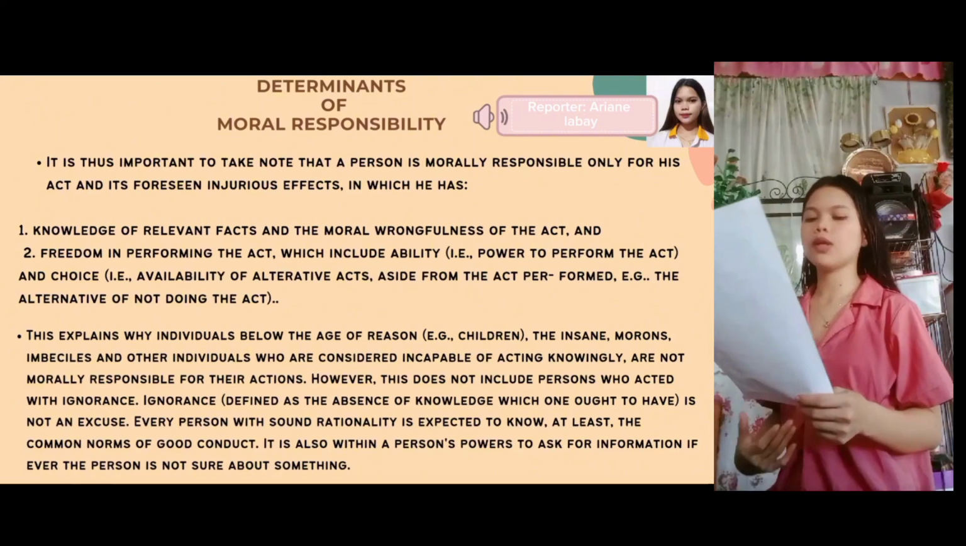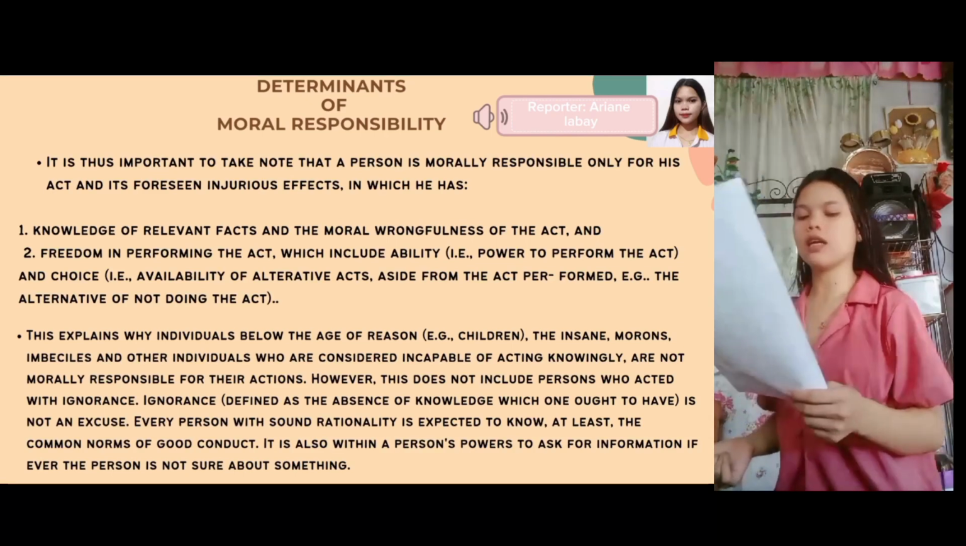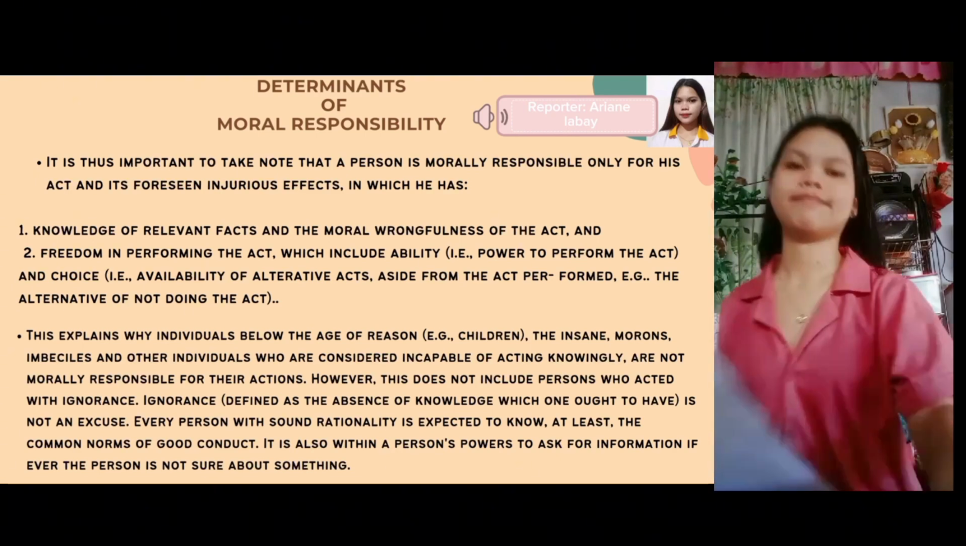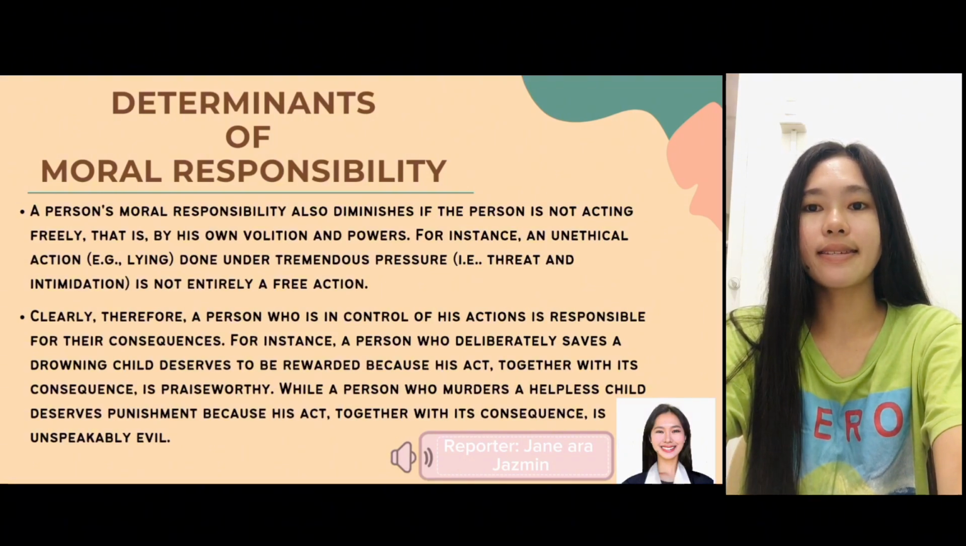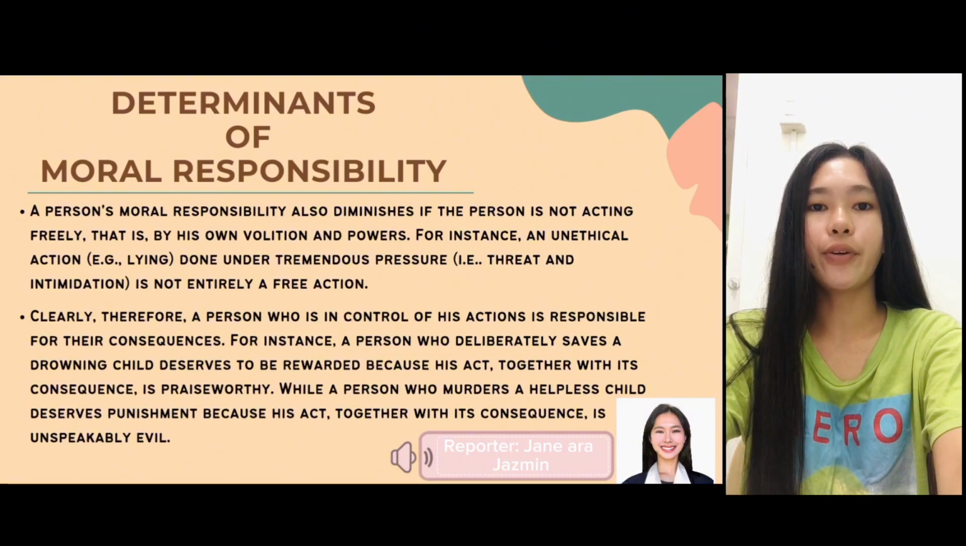This explains why individuals below the age of reason are not held responsible, as they do not yet know the common norms of good conduct, and it is also within a person's power to ask for information. A person's moral responsibility also diminishes if the person is not acting freely, that is, by his own volition or powers. For instance, an unethical action or lying done under tremendous pressure or threat and intimidation is not entirely a free action. Therefore, a person who is in control of his action is responsible for its consequences.